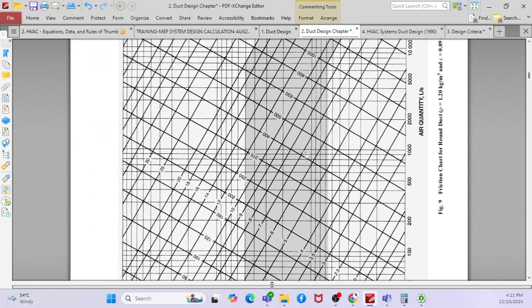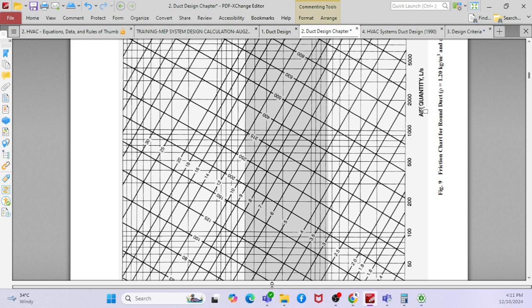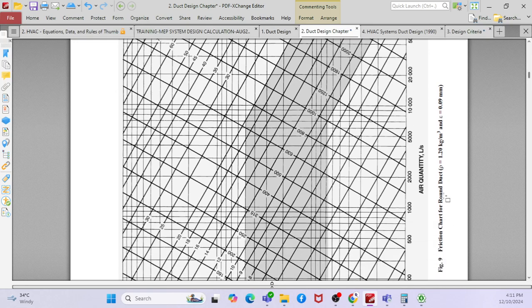Okay. This is the graph. In this graph, you can directly get the friction loss per meter based on the airflow rate. This particular chart is created based on different equations, right? Okay. So we are not going to do those equations. This is for round duct. The density is given here, and based on this density and this roughness, they have given the chart.